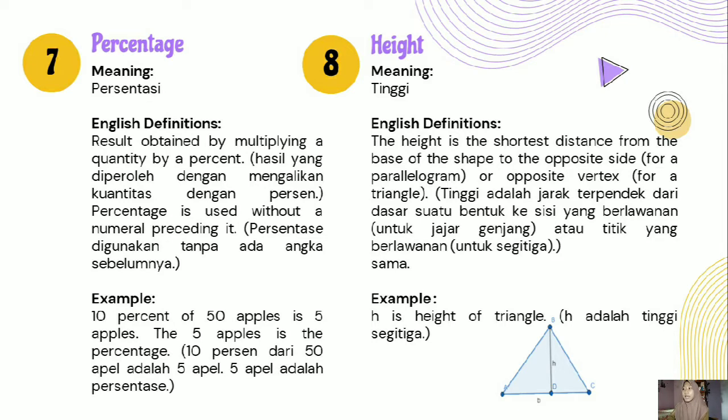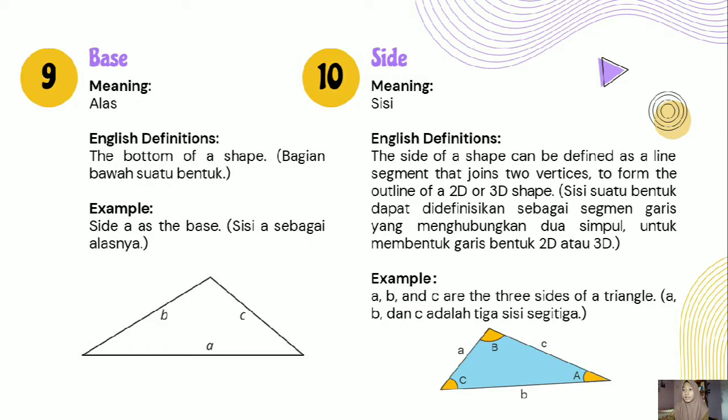Number 8, height. Meaning in Indonesian language is tinggi. English definition: the height is the shortest distance from the base of the shape to the opposite side or opposite vertex. Example: h is the height of a triangle. Number 9, base. Meaning in Indonesian language is alas. English definition: the bottom of a shape. Example: AB is the base.